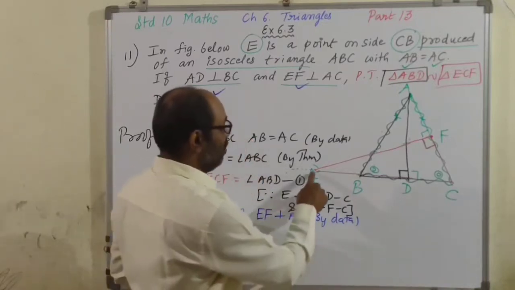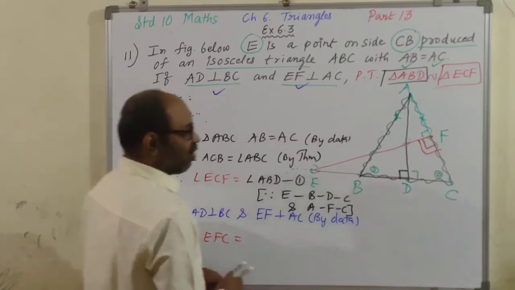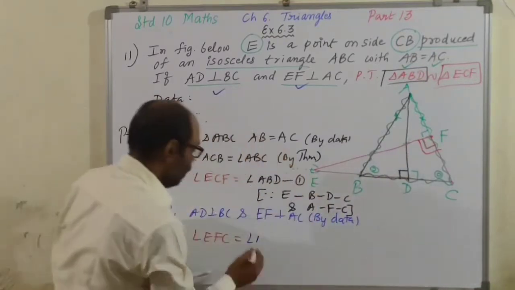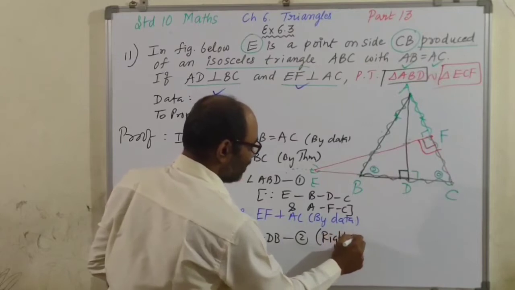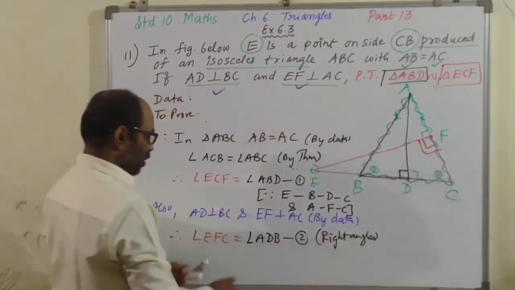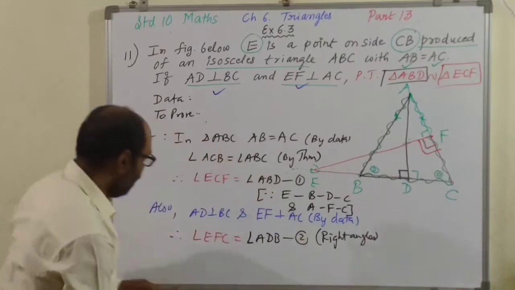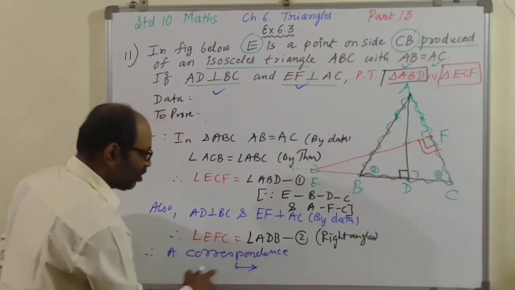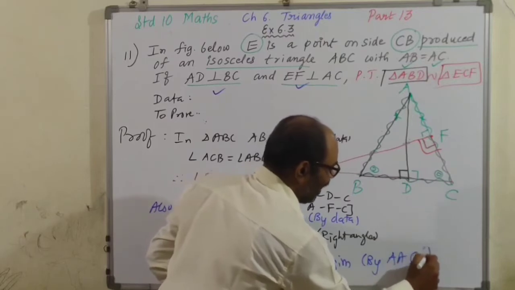Therefore, which red angle do I take? EFC, which is a right angle. Angle EFC is equal to the black angle. Which is the right angle? AD is perpendicular to BC, so angle ADB, result 2, correct? Reason, right angles. Okay, so 1 says this pair of angles are equal. 2 says this pair of angles are equal. Therefore, the correspondence is a similarity. Therefore, the correspondence dash corresponds to dash dash dash is a similarity by AA criterion.